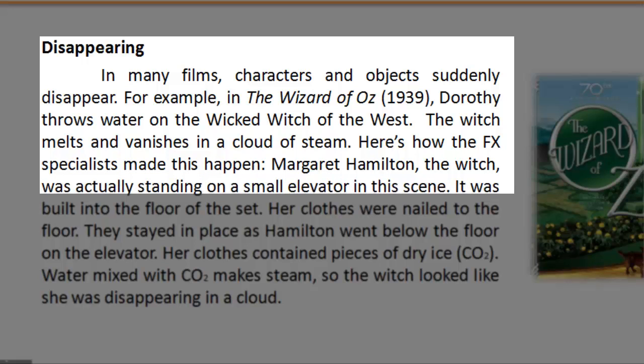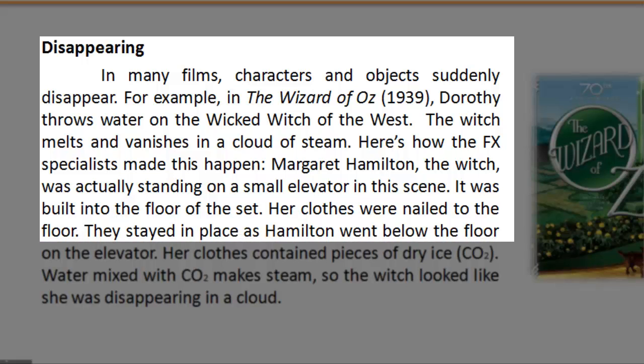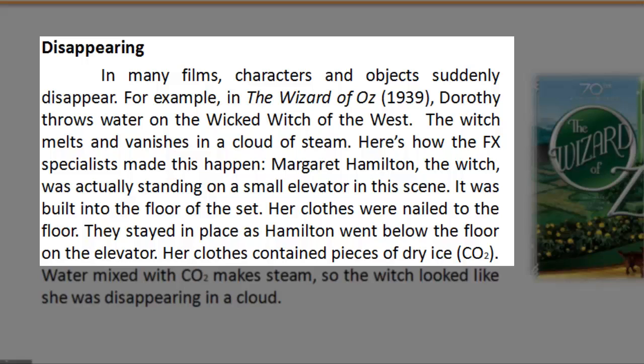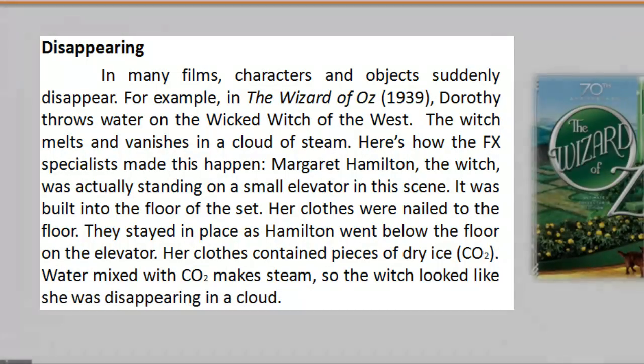Margaret Hamilton, the witch, was actually standing on a small elevator in this scene. It was built into the floor of the set. Her clothes were nailed to the floor. They stayed in place as Hamilton went below the floor on the elevator. Her clothes contained pieces of dry ice, CO2. Water mixed with CO2 makes steam. So the witch looked like she was disappearing in a cloud.